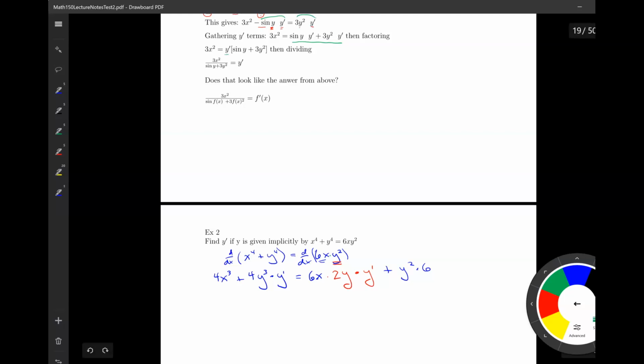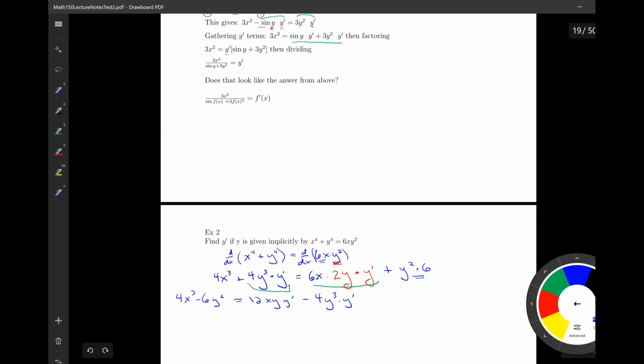All right, so let's identify where the y prime terms are. So this is a y prime term, and all of this is a y prime term. So we just get to pick a side. It doesn't matter, there's no right answer here. So I'm going to put this on the other side. So I'll get 4x cubed minus 6y squared equal, and I'll keep this here, so I'll get 12xy y prime, and I'm going to subtract this to the other side.